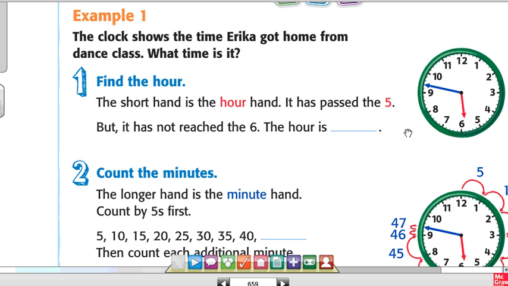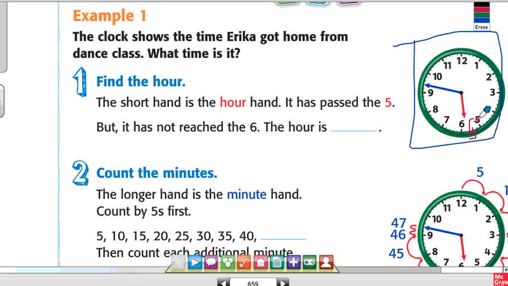the clock shows the time Erica got home from dance class. What time is it? This clock shows the time she got home. All right. It says the short hand is the hour hand, which is the one in red. The hour hand is between 5 and 6. So if it's between 5 and 6, it's going to be 5. But it has not reached the 6 o'clock yet.